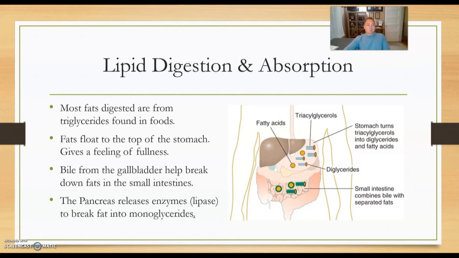Now, how do you break it down? Well, bile from the gallbladder will help break down fats in the small intestines. So little droplets get released and will attack the triglycerides. The pancreas will then release enzymes, lipase, to break fat from the triglycerides into what you would call monoglycerides, or single units.